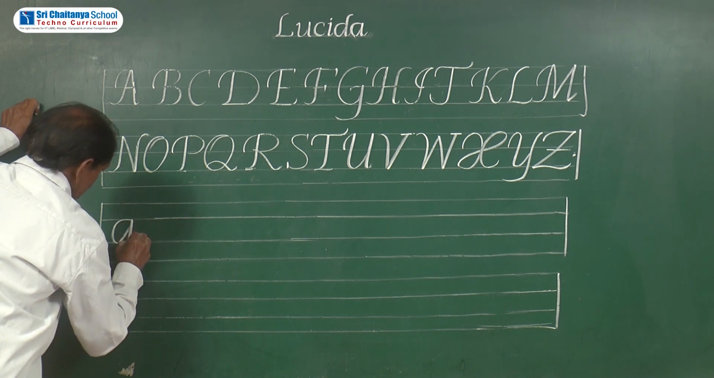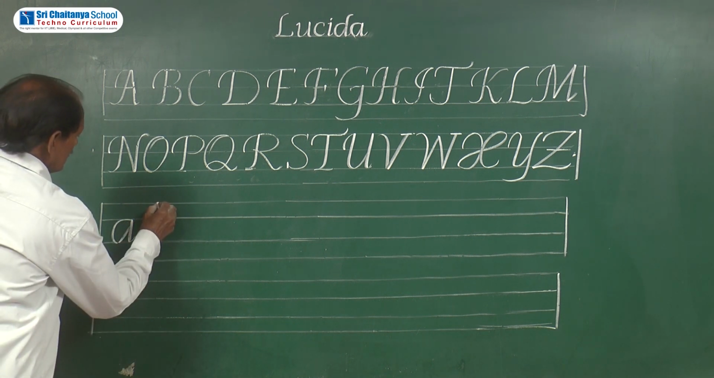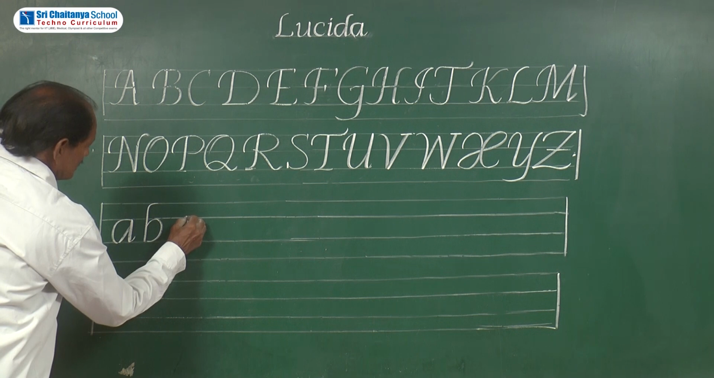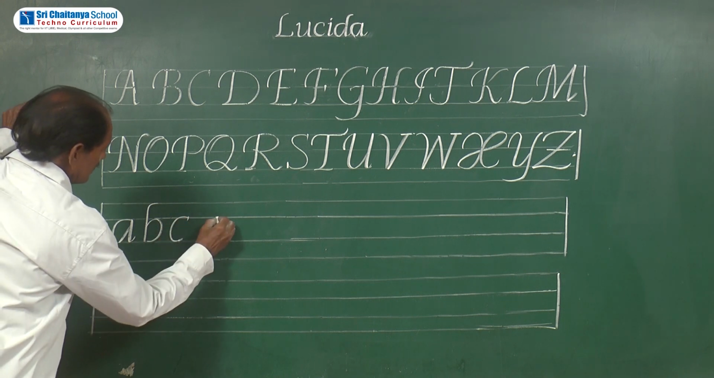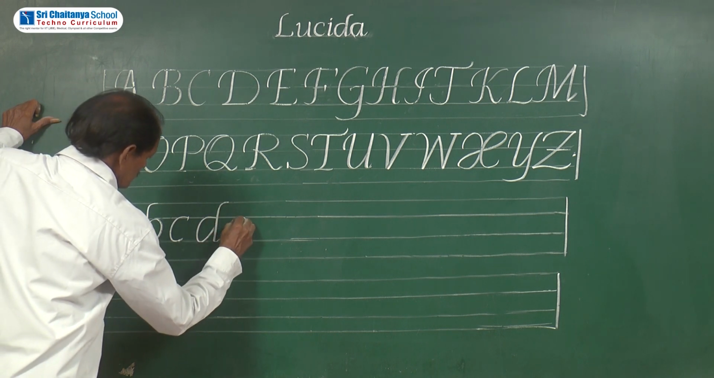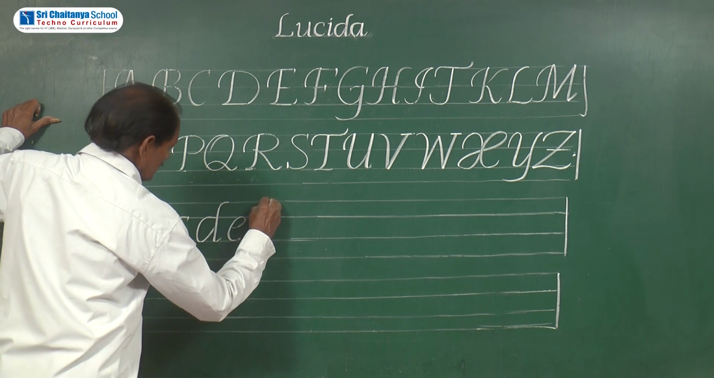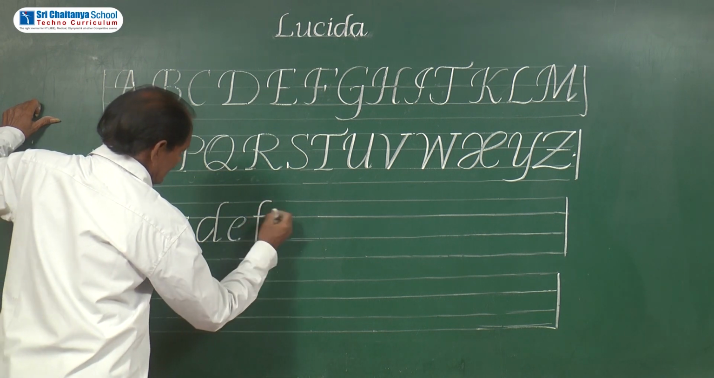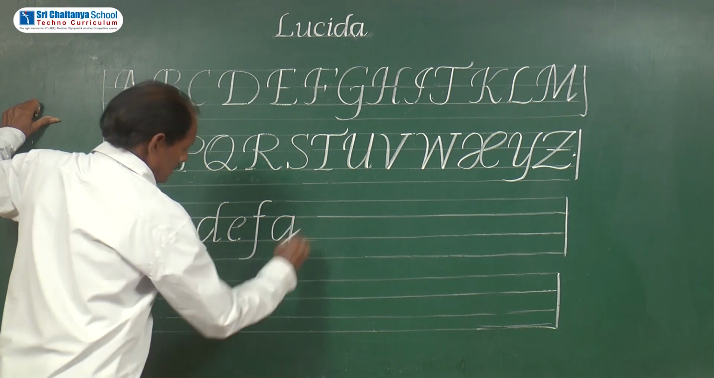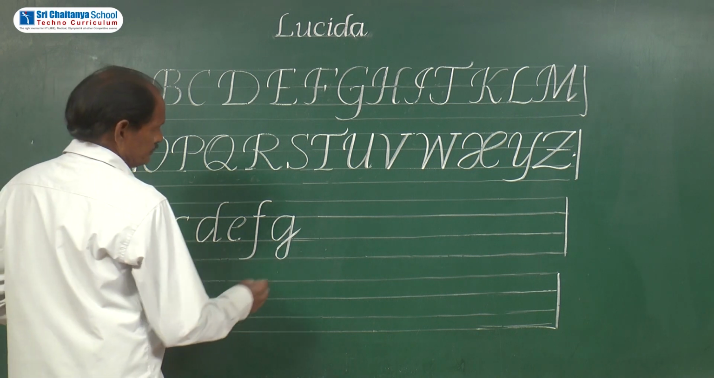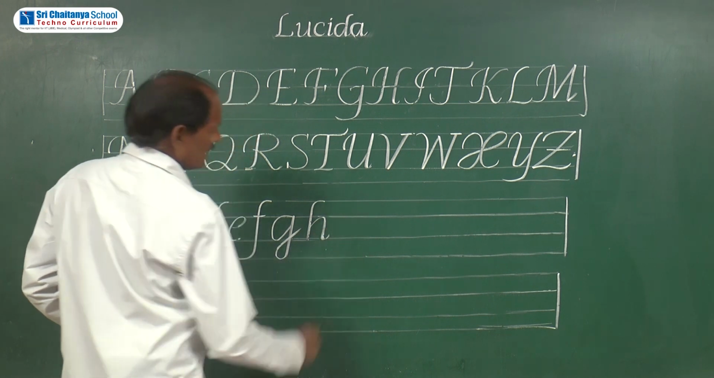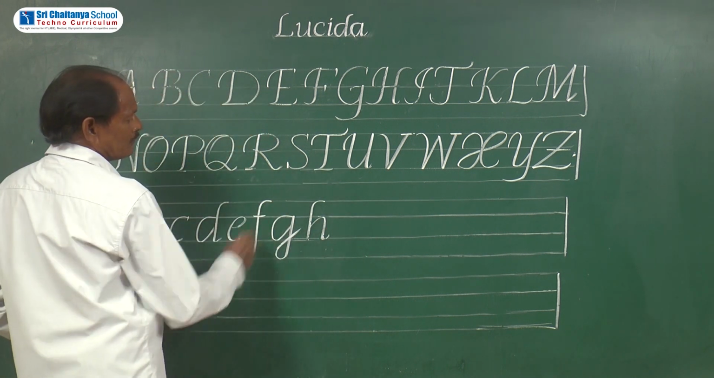Middle zone letter small a, upper zone letter small b, again middle zone letter small c, small d upper zone letter, E middle zone letter, F it is the mixed zone letter, G lower zone, H upper zone letter written with the help of the upper zone stroke.